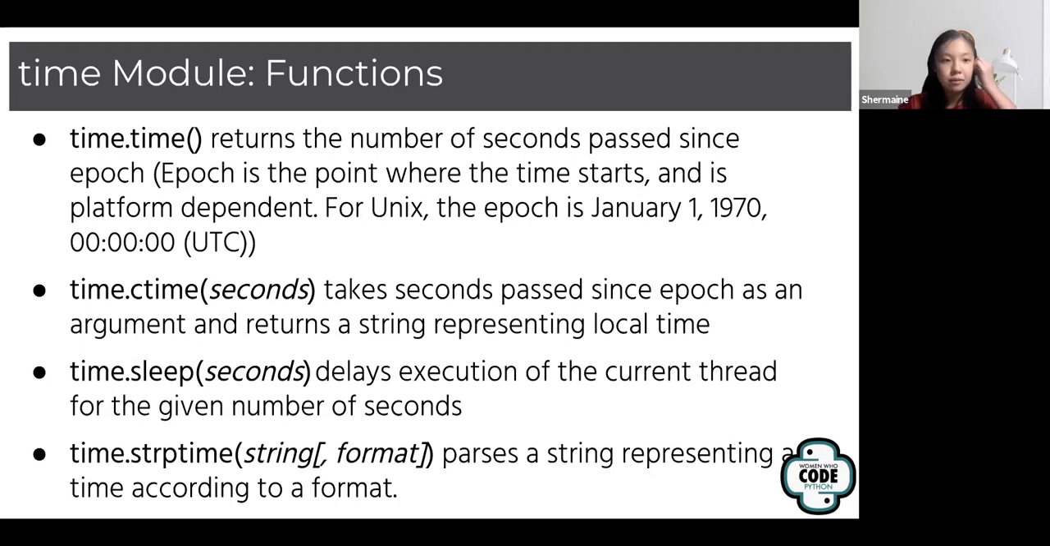So next function would be time.ctime, and then bracket, you can input your seconds. So it takes seconds passed since that epoch as an argument and returns a string representing the local time. Next one used quite often would be sleep. So you can input how many seconds you want that code to delay for. So it delays execution of the current thread for the given number of seconds. Next one would be strptime, where you can put in your string and the format you wish for it to come out as. It parses a string representing a time according to a format.